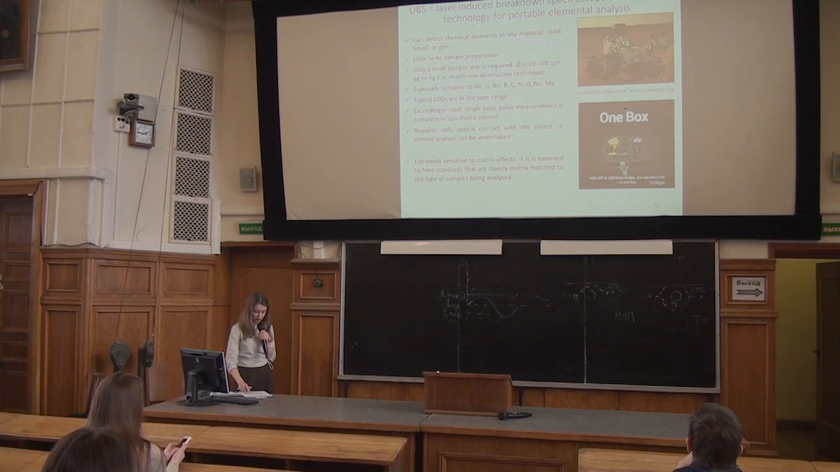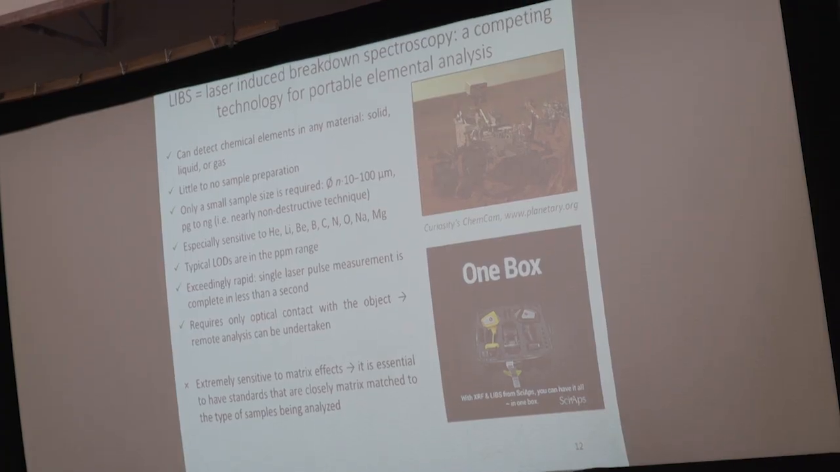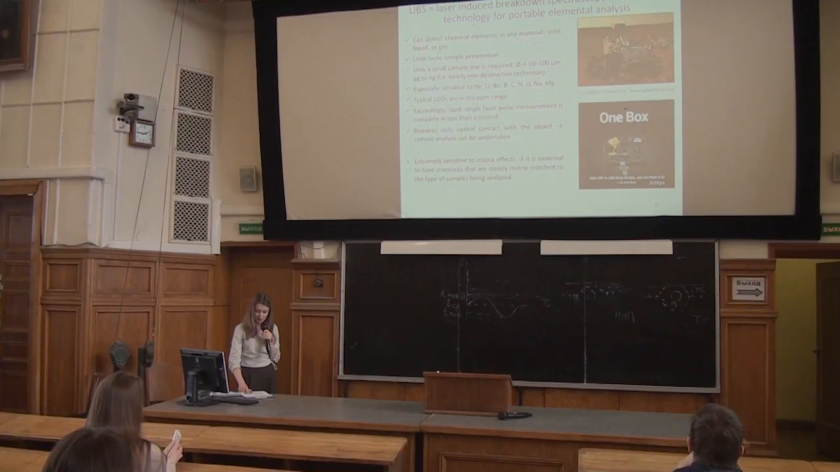A competing technology for portable elemental analysis is LIBS, which stands for Laser-Induced Breakdown Spectroscopy. This technology uses a short laser pulse to create a microplasma on the sample surface. It offers a broad elemental coverage, including lighter elements. It is almost non-destructive, super fast, and requires little to no sample preparation. But since it's extremely sensitive to matrix effects, it is essential to use matrix-matched standards.